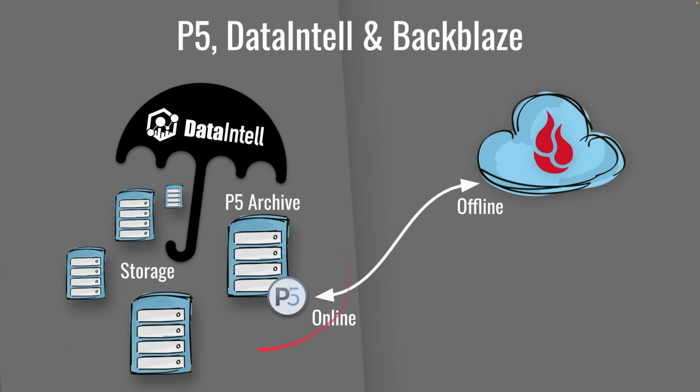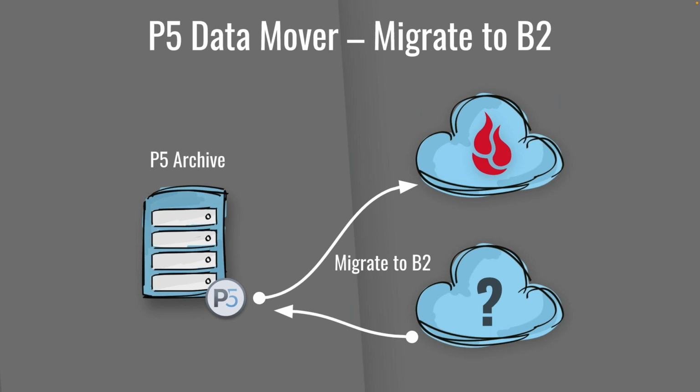With the P5 integration sitting within DataIntell and a P5 archive server, you can then push stuff into your B2 cloud-based archive and restore stuff back. So you can switch between online and offline entirely within the DataIntell interface, and we'll see that in a couple of minutes' time. So the data mover would allow you to do stuff like migrate from other cloud vendor that you may have previously been archiving with and get that stuff into B2.